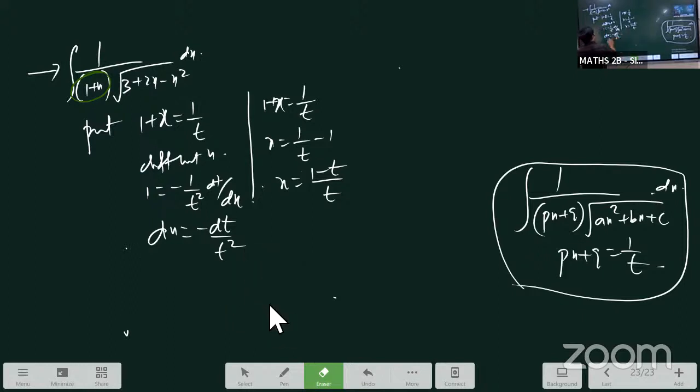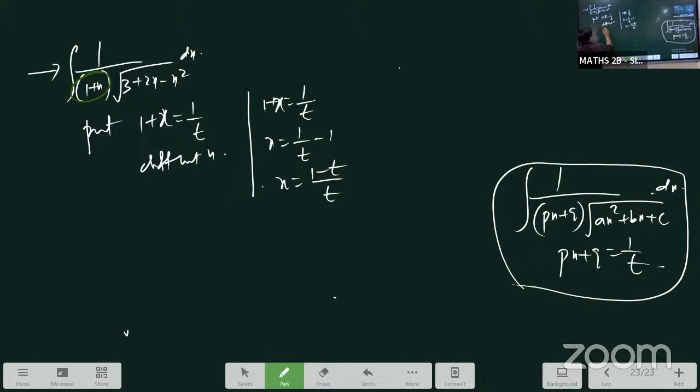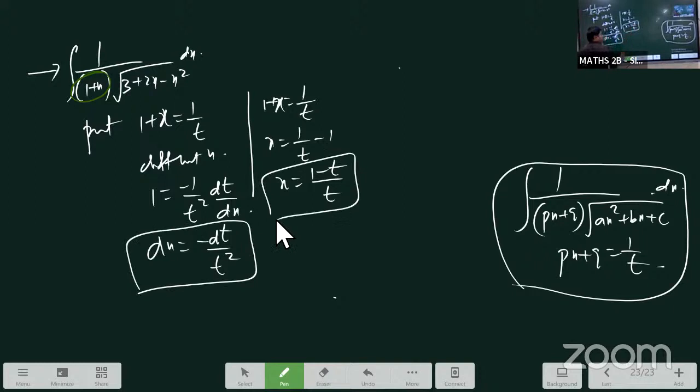So this part you got it, no? dx in terms of t: differentiate, that is 1 equal to minus 1 by t square dt by dx. Then dx equal to minus dt by t square. x is nothing but (1 minus t) by t, right? So I hope you now got it. So dx in terms of t, x is also in terms of t. I got it, right? Next, replace everything in your integration.